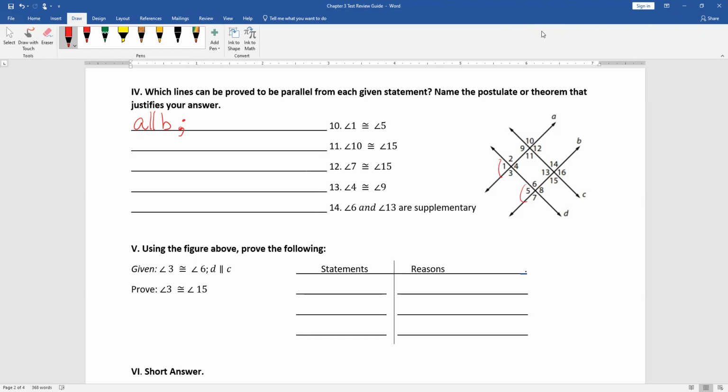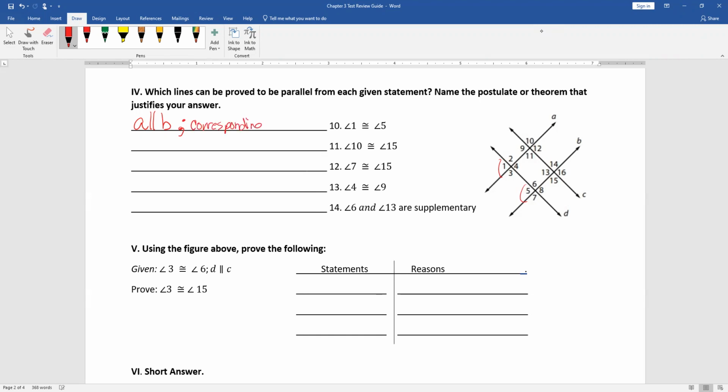What are angle 1 and 5 to each other? They are congruent. But what about their relationship to each other? Are they both on the same side of the transversal? Yes. So they're either corresponding or consecutive. They're corresponding. So this is the Corresponding Angle Postulate.